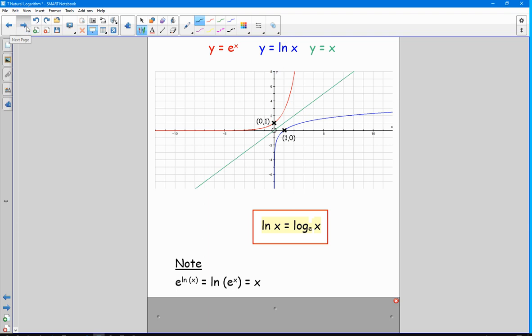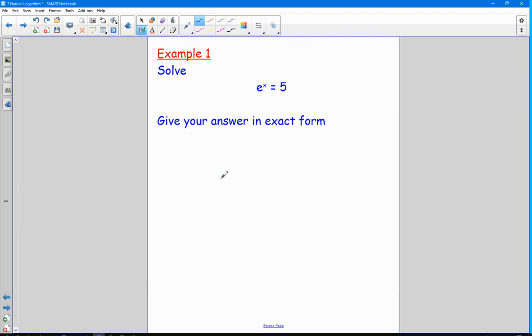So what we're going to do is look at solving some equations where we're going to use log to the base e, or natural logarithm, to solve these equations. So just like last time, we're going to take the log of both sides, and I'm just going to write it as log to the base e first of all, and that can be written as natural log of e to the x equals natural log of 5, which is a quicker way to write it.